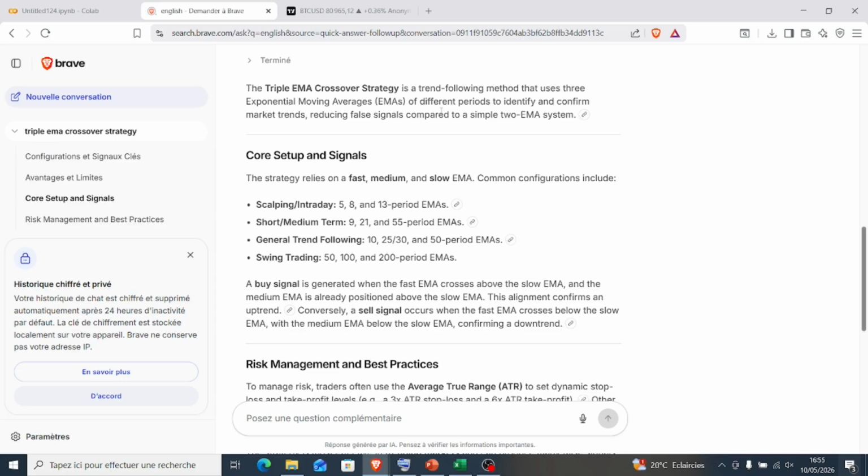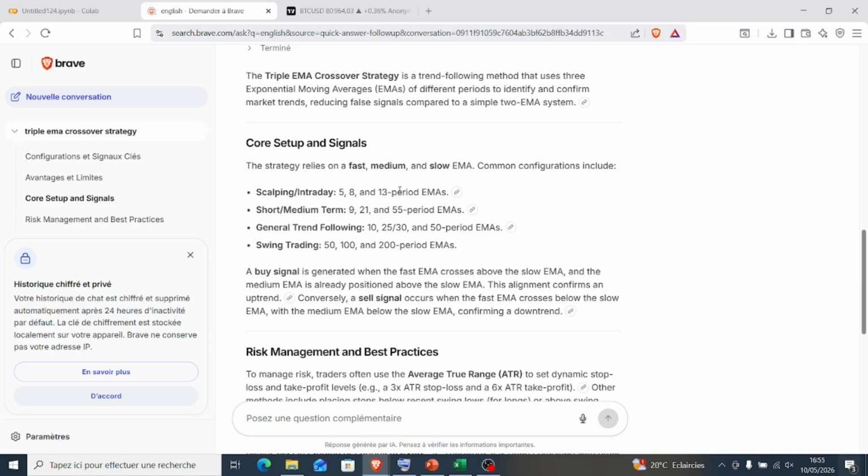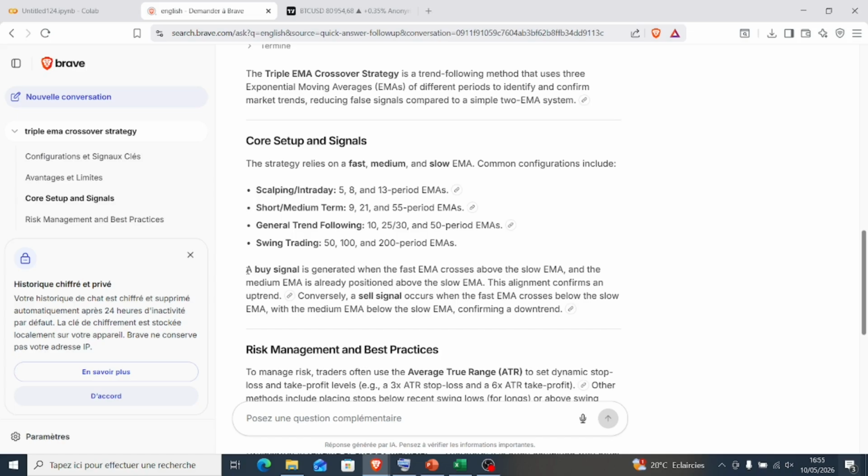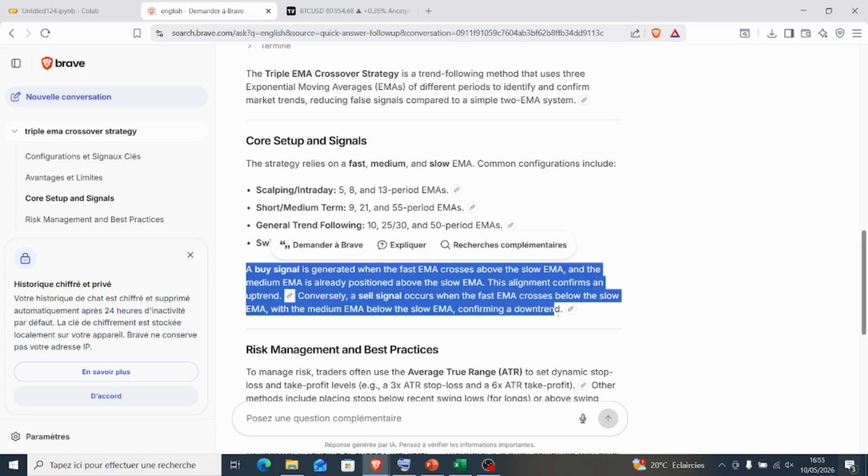The core setup relies on a fast, medium, and slow EMA. While there are many configurations we could optimize later, for short to medium-term trading, we will use periods of 9, 21, and 55. Here is how the signals work. Buy signal, generated when the fast EMA 9 crosses above the medium EMA 21, and the medium EMA is already above the slow EMA 55. Essentially, 9 greater than 21 greater than 55.